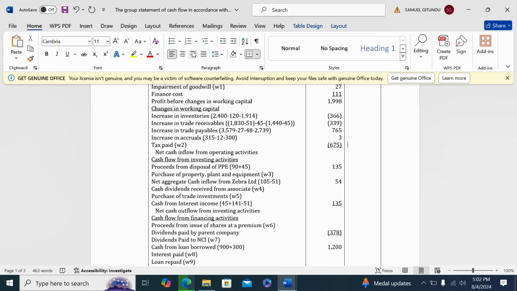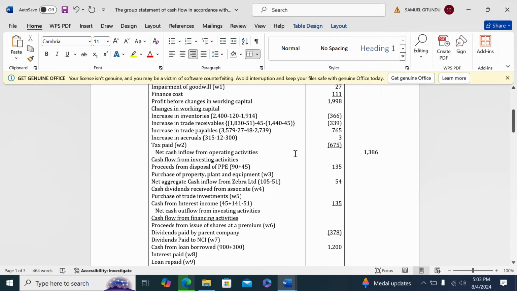So at this point, I'll get net cash inflow from operating activities. I take 1998 minus 366 minus 339 plus 765 plus 3 minus 675. So I'm getting 1386 as net cash inflow from operating activities.